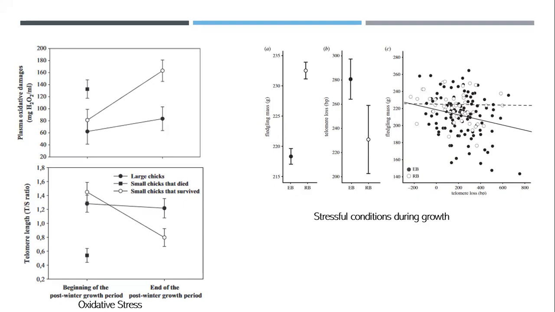Why they were doing that and how it relates to my study, I will come back to later, but they definitely saw a negative relationship between mass and telomere loss when they did the study. So basically what I'm trying to establish here is that different kinds of stressful conditions during growth can affect the relationship between growth and telomeres.